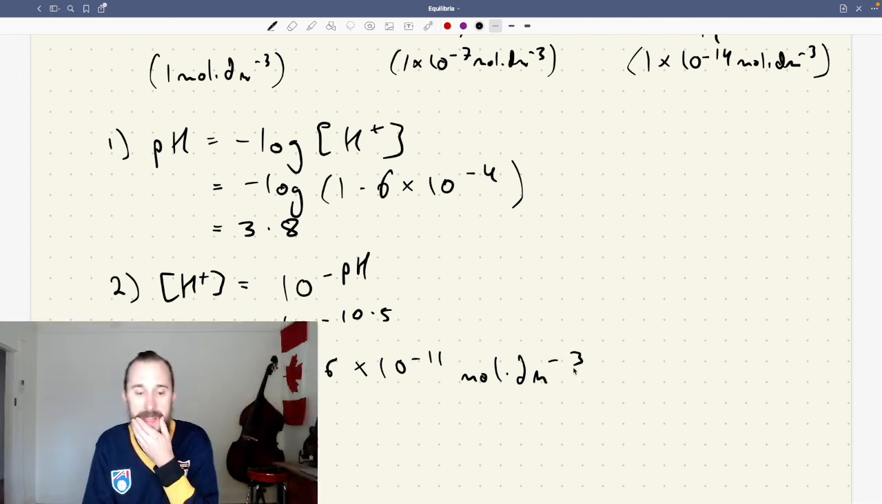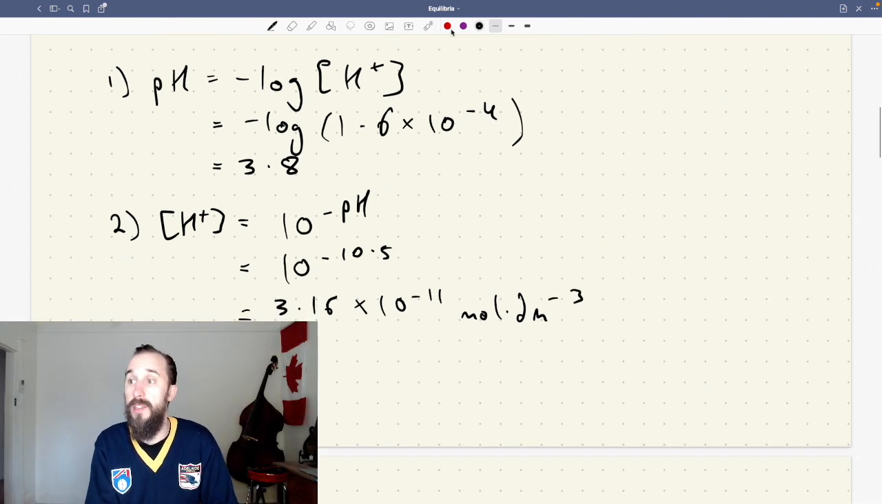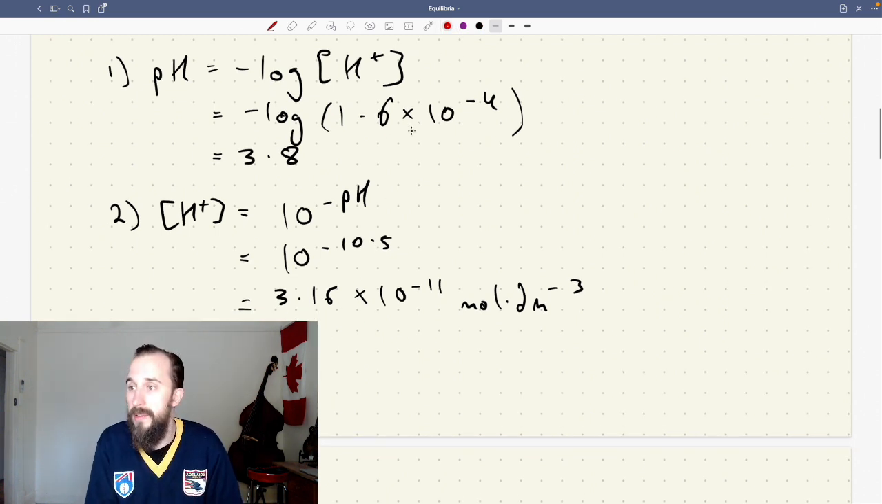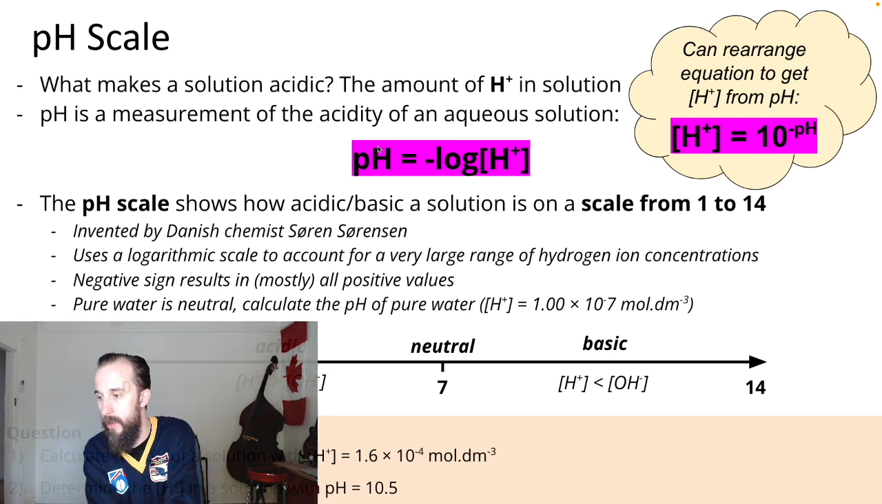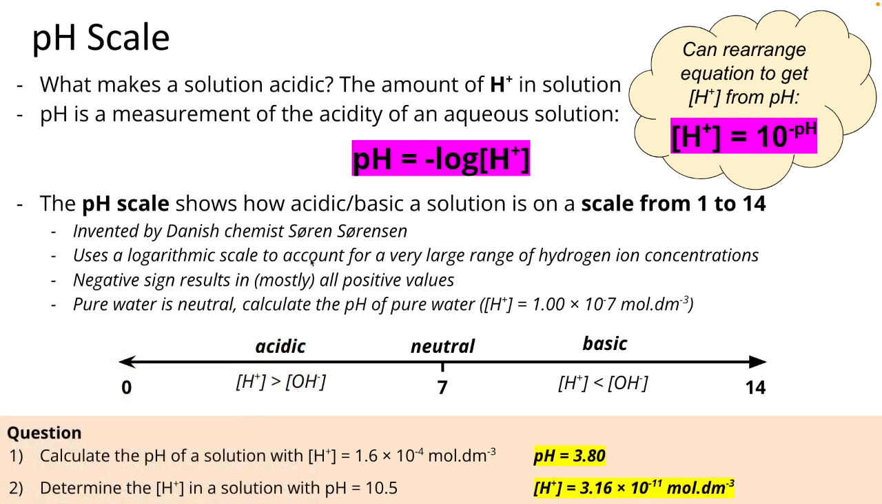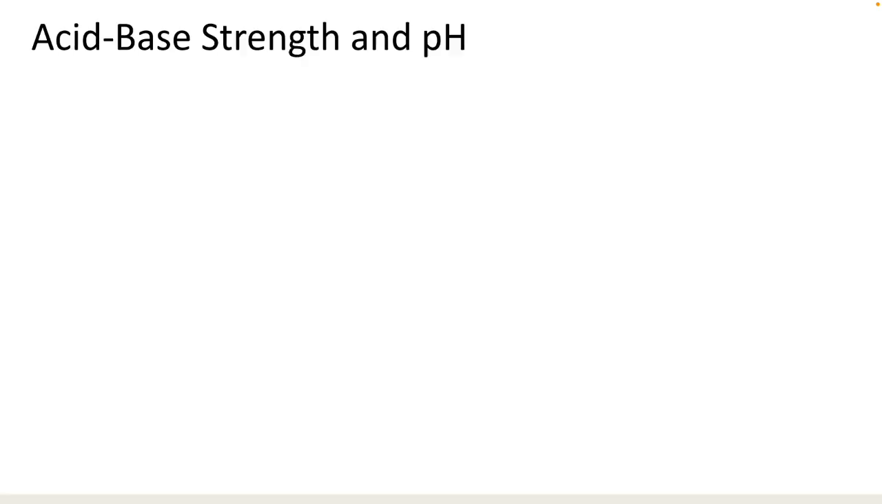So again, reiterating that idea that we've got a really, really large range of values for hydrogen ions. Look at the difference there. So we can use the logarithm scale to give us good pH values. So there you go, 3.80 and then 3.16 times 10 to the minus 11.